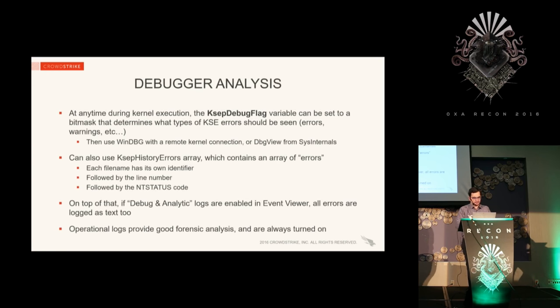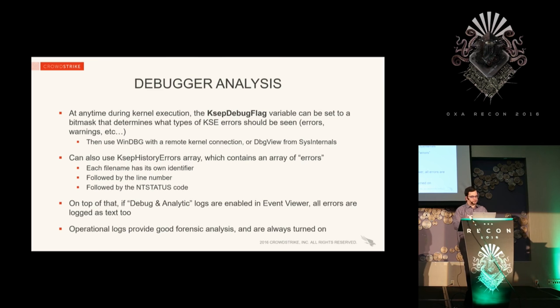Now, from the debugger, there is a variable called KseDebugFlag. And if you set KseDebugFlag to a mask, you can then see all errors, all warnings, any information from the debugger, from the kernel shim engine, because KAC has debug prints everywhere. It even has an array called KseHistoryErrors, which contains an array of all the errors. And you get the file name and the module ID and the status code where an error happened.